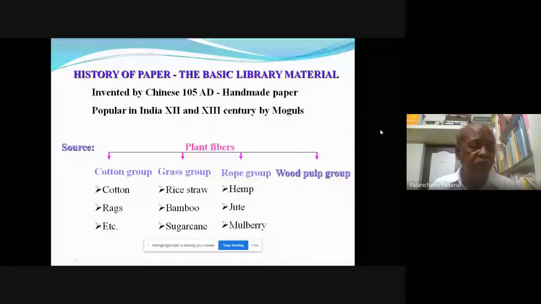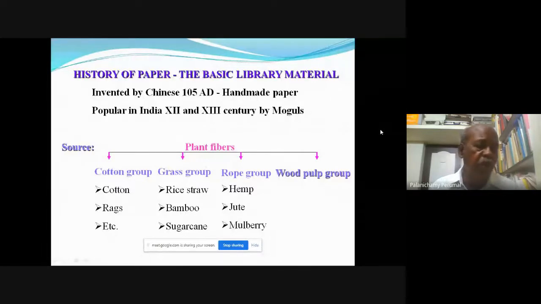The impurities, because of the impurities, paper will be destroyed very fast. So that is why less impurities are better.